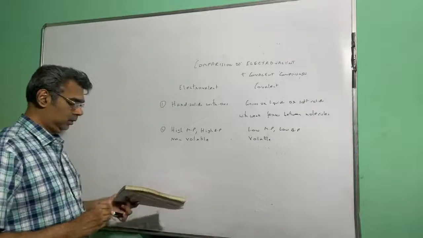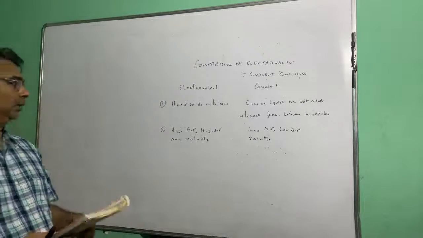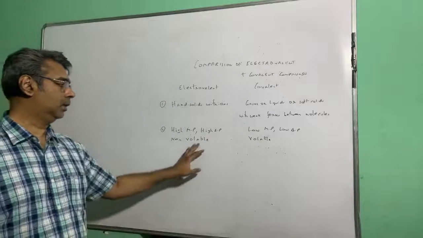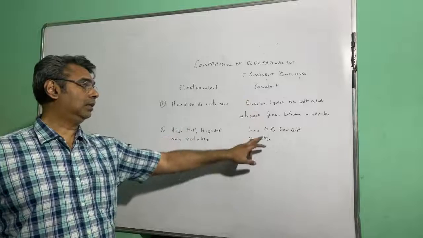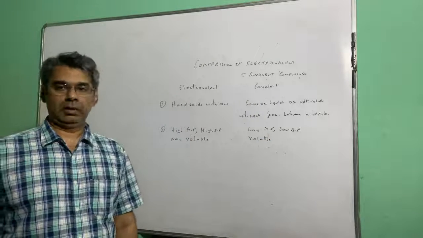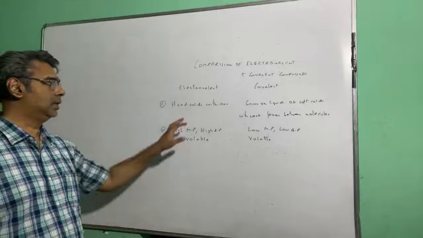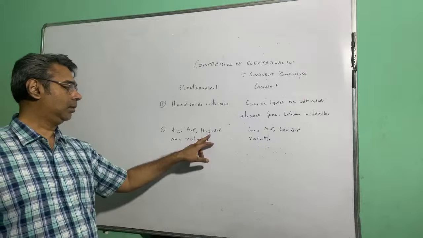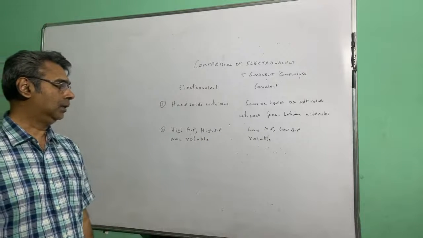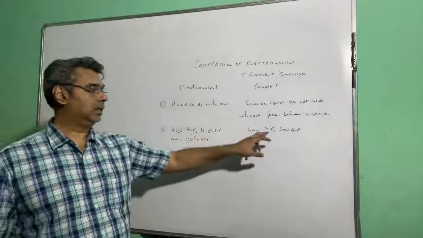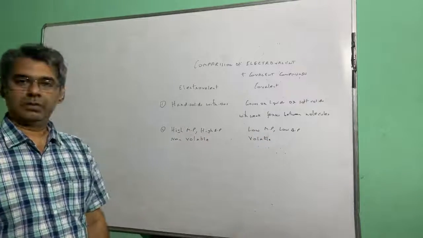Okay, point number 2. Electrovalent compounds have high melting point, high boiling point. They are non-volatile. Covalent compounds have low melting point, low boiling point, and they are volatile. Again, the same reason. These have ions, so there is a lot of attraction. So high melting point, high boiling point, and they are non-volatile. Whereas covalent compounds have low melting and low boiling point, so they are volatile.